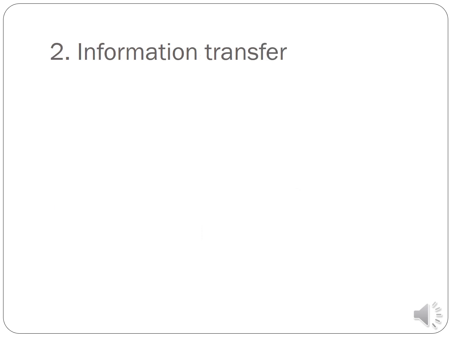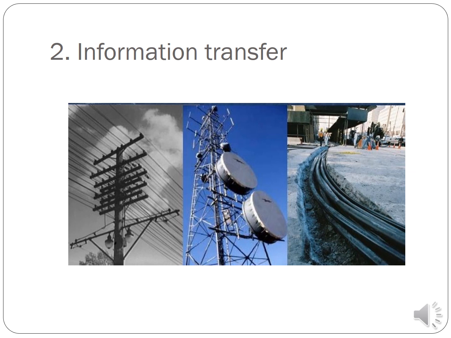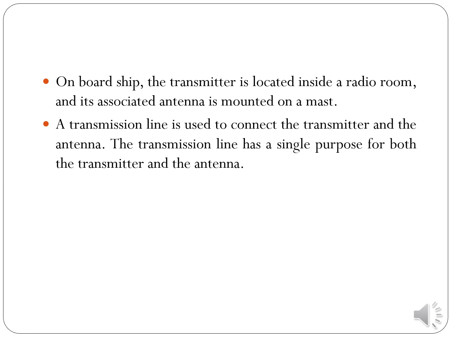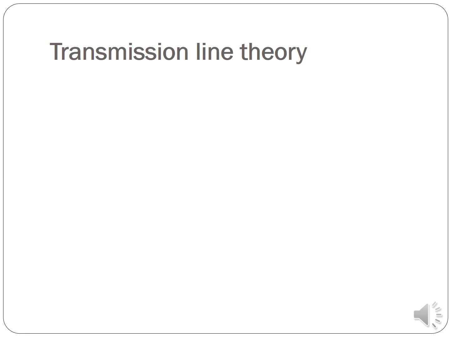You can see an example. Information transfer can be done by means of a satellite or by electrical wire from one end to another end. The on-board transmitter is located inside the radio room and the associated antenna is mounted on the mast. A transmission line connects the transmitter and antenna. The transmission line has a single purpose in both cases.